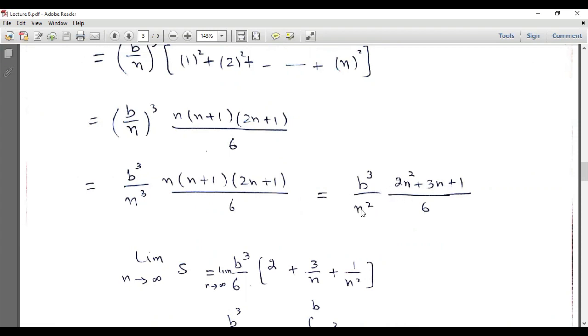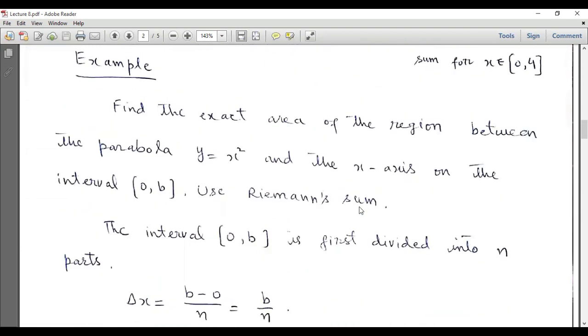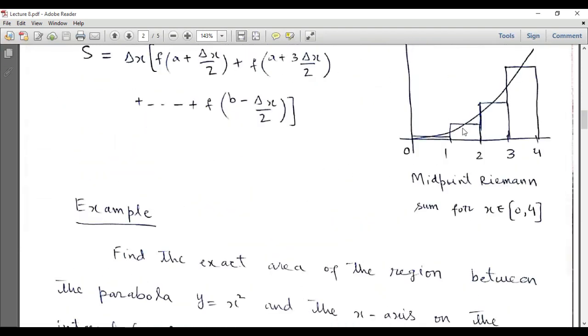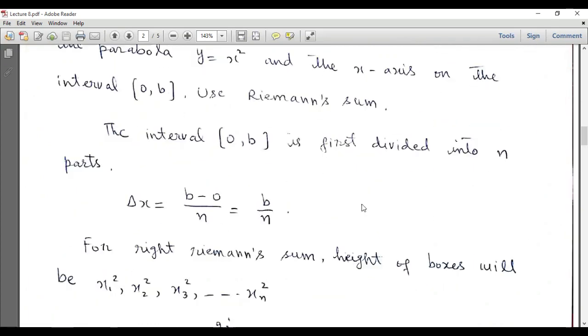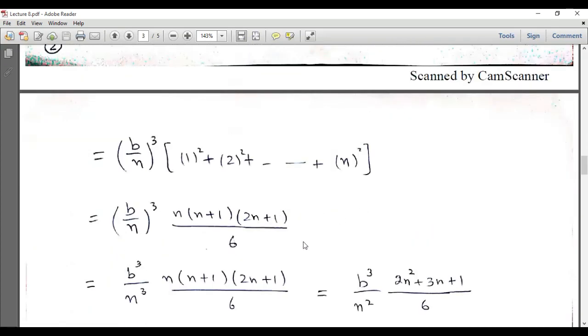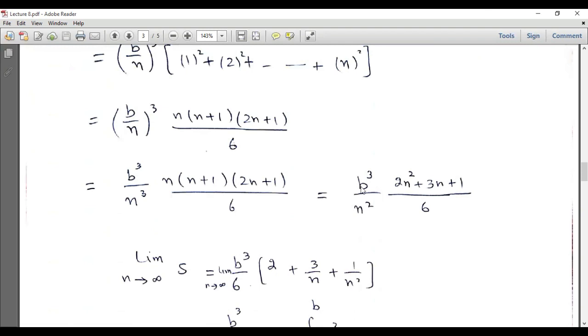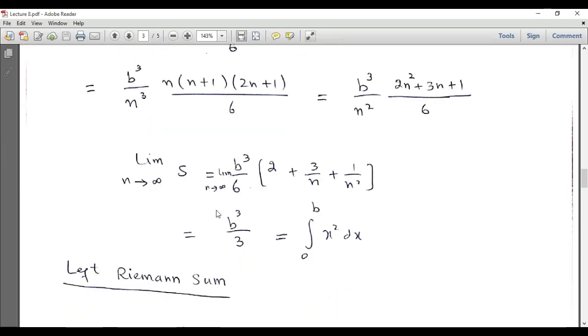Now if we assume that n is equal to infinity, or if we assume that the number of samples is infinity, then the right Riemann sum will be equal to, so let's put the limit of n tends to infinity, in that case s will be equal to b cube over 6, and n square can be divided by these three terms, so it will be equal to 2 plus 3 over n plus 1 over n square. So after putting this limit we will get b cube over 3.